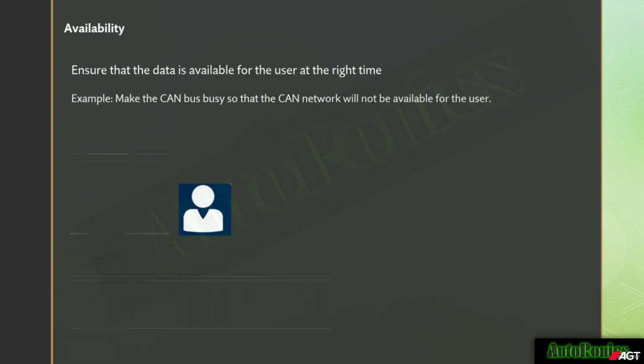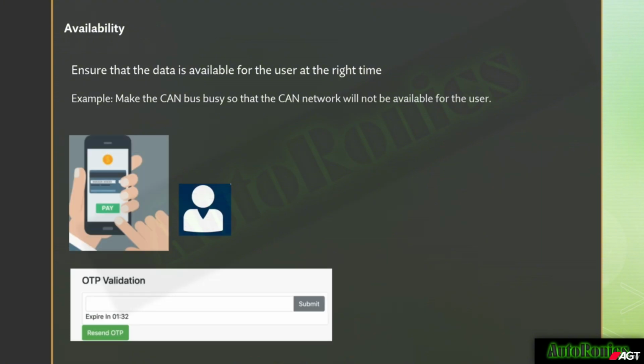I want to book a movie ticket using an online platform. So we have a payment step where we pay the money through our debit or credit card. While paying, we will receive an OTP, a one time password, on our registered mobile. Once we enter the received OTP in the OTP validation step, before the expiry time expires, we will be able to book the ticket at the right time.